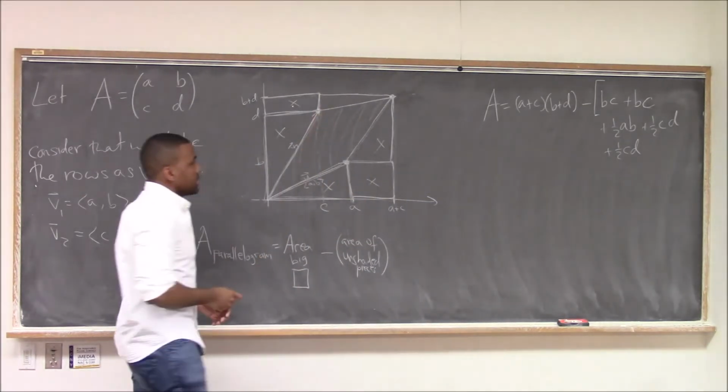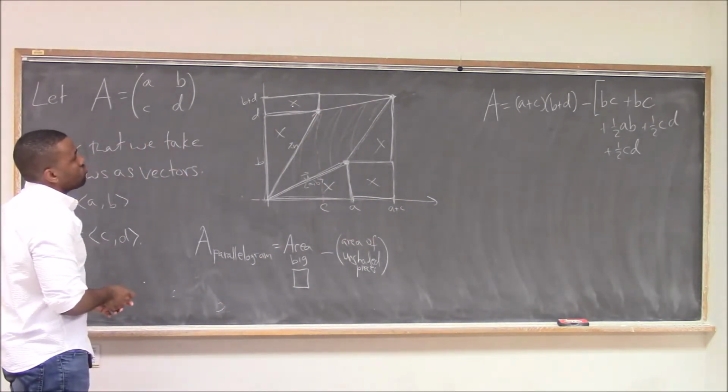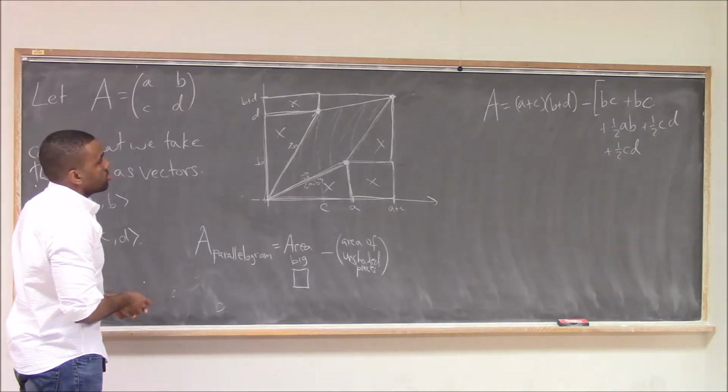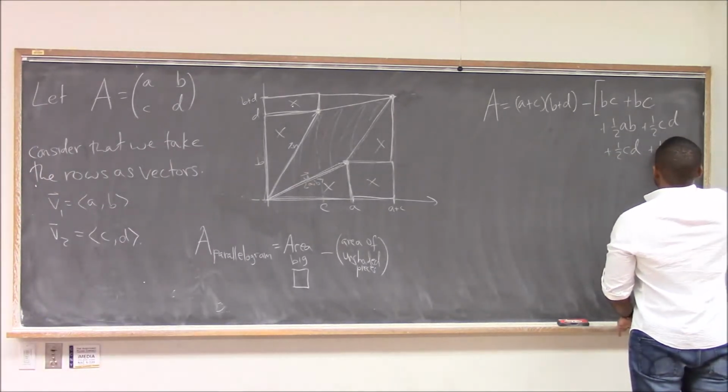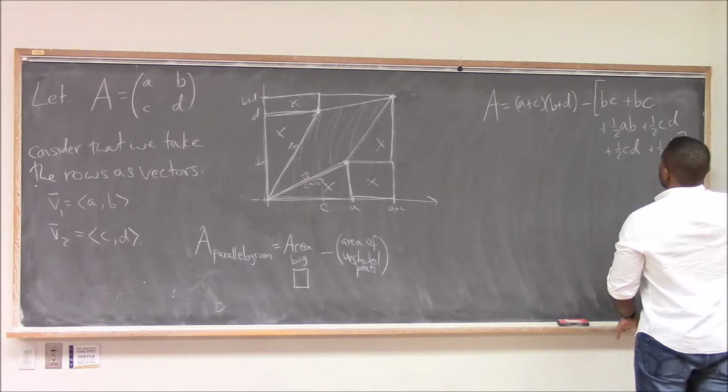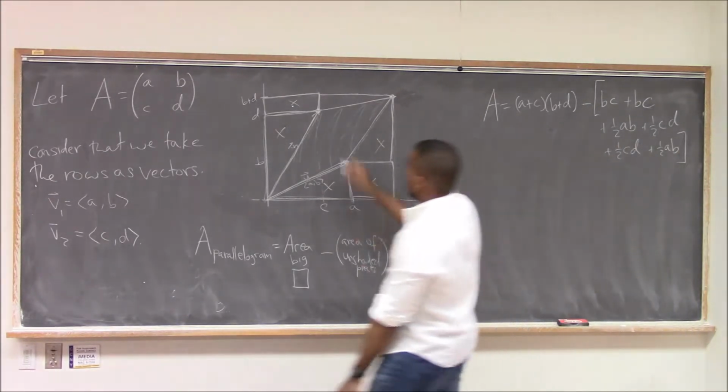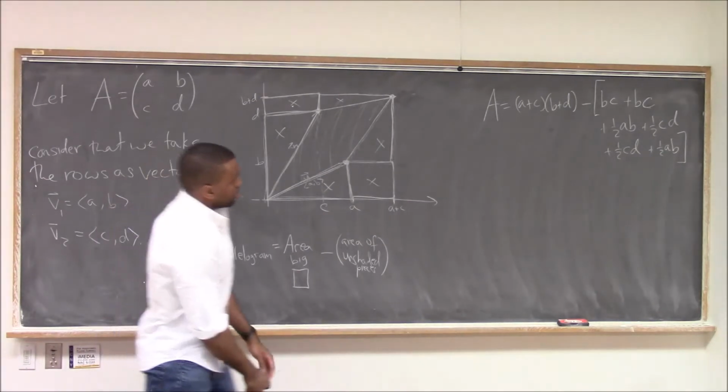What about this one? 1/2 A times B, plus 1/2 A times B. And that was that. Okay, so hopefully we did that correctly.